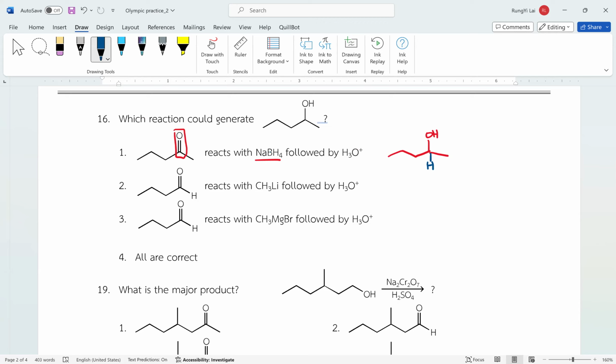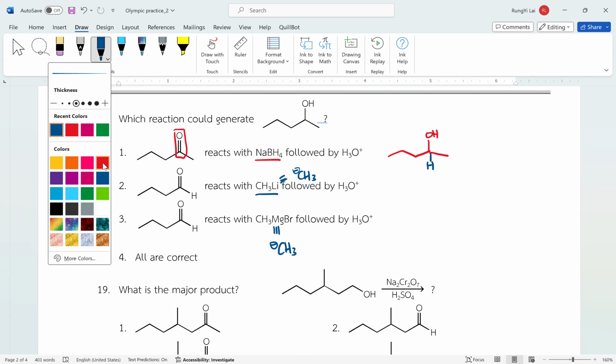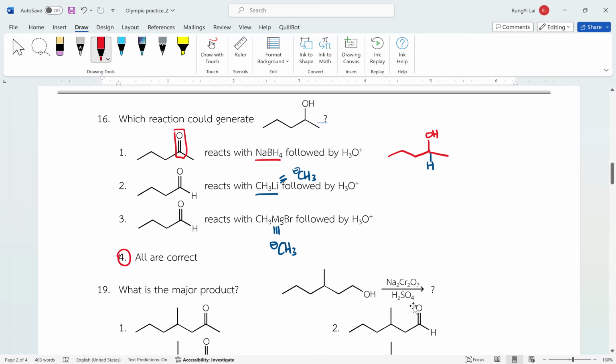So the next one is an aldehyde, but it reacts with the organolithium. That means this is also a correct answer, because this is equal to giving you CH3 minus. This CH3 minus will attack and give you OH. So you'll get this one as well. The next one is basically the same as the second one. This is the Grignard reagent, so this is also equal to giving you CH3 minus. Okay. So that means if you want to choose the answer, it will be number 4. All are correct.